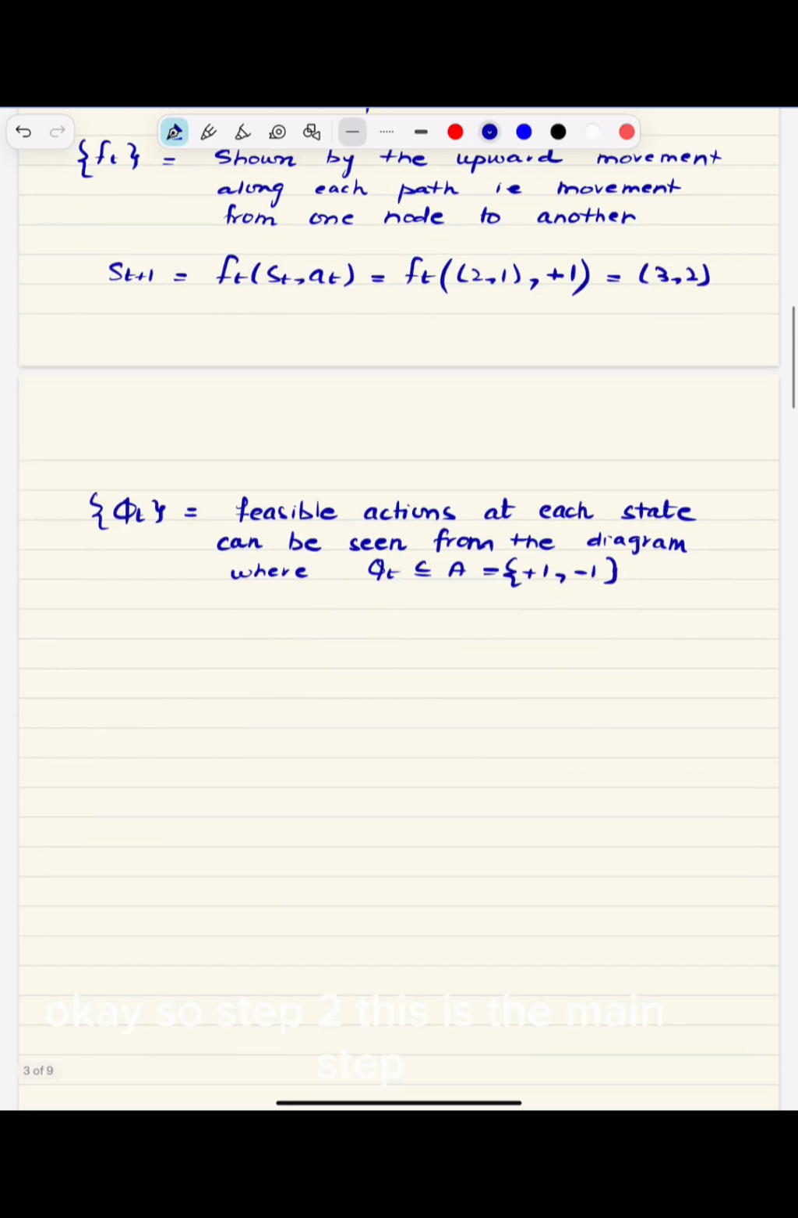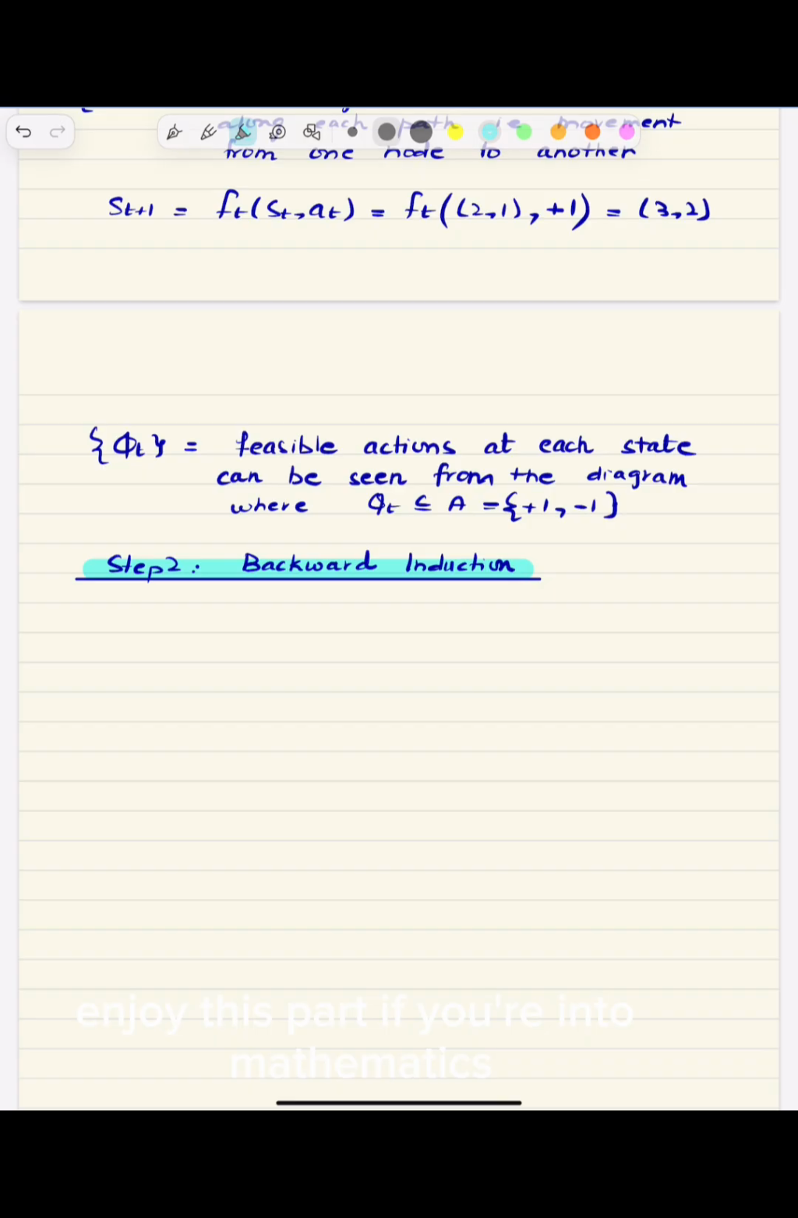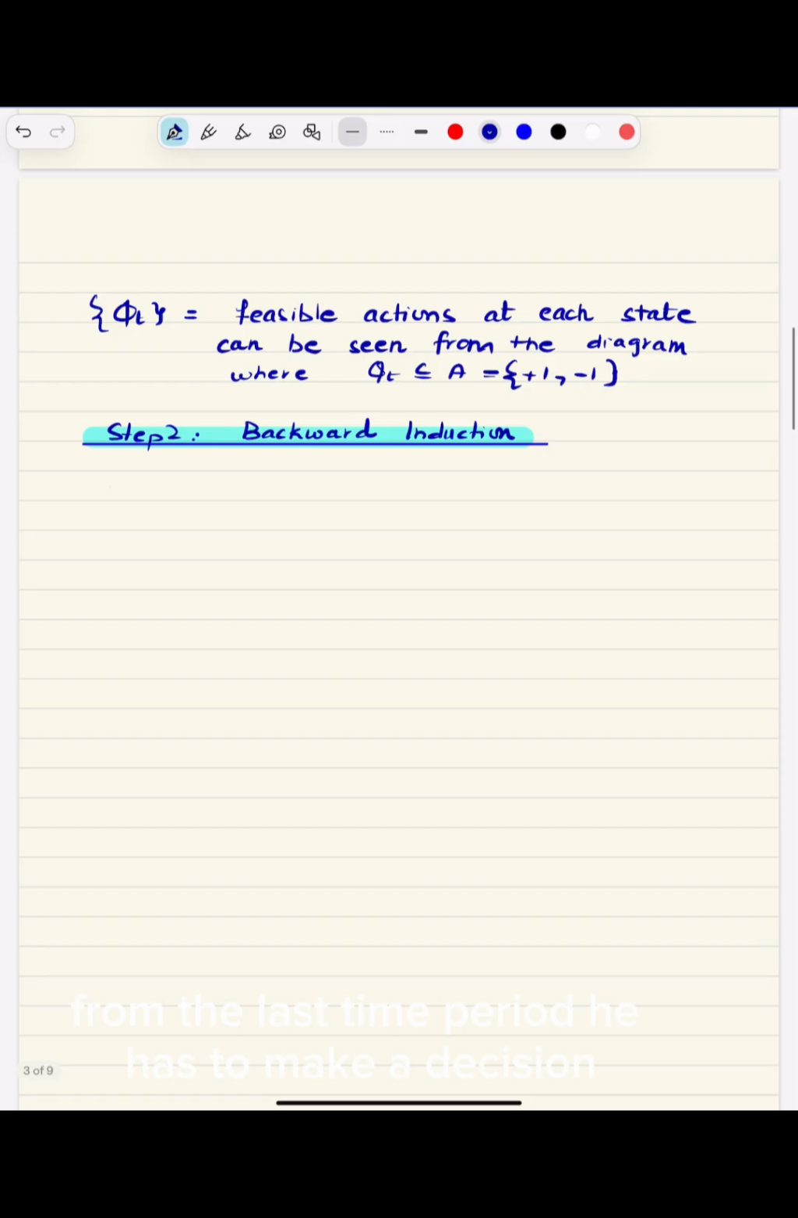Okay, so step 2. This is the main step. Step 2 is quite fascinating, and I've always enjoyed this part. It's called backward induction. I think you'll also enjoy this part if you're into mathematics. So the person is going to start from the last time period, where he has to make a decision. That's the 7th time period.